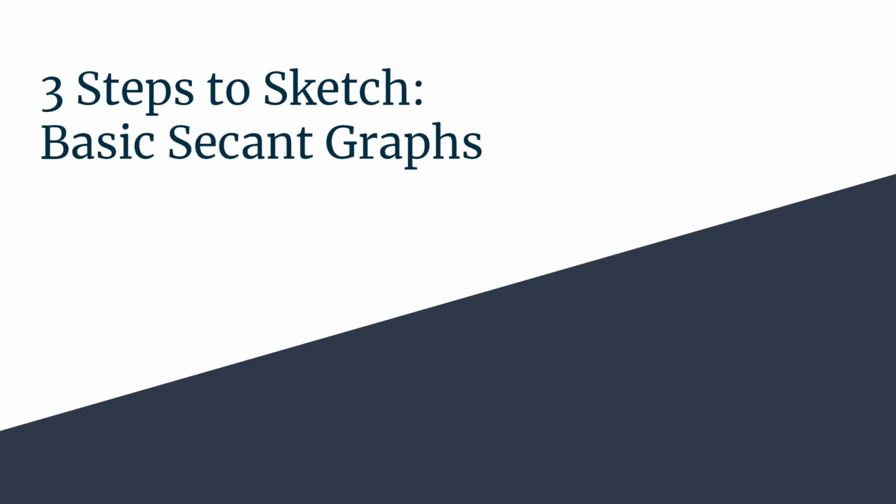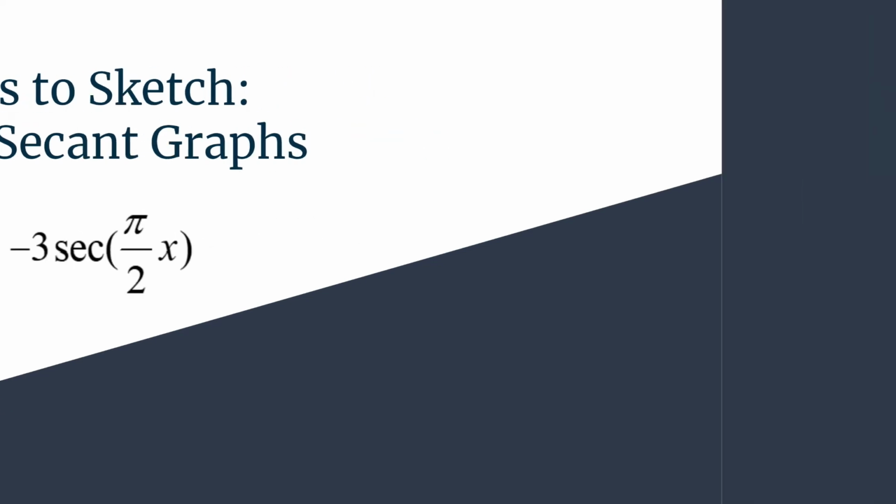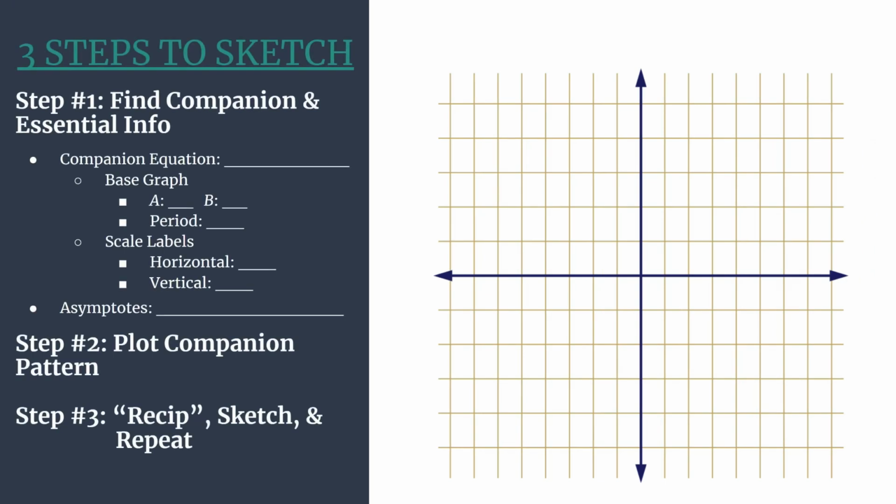Today we'll look at a basic secant graph, so one that's unshifted. We're going to graph y equals -3 secant of pi over 2x. So here's our template and our equation with our grid. Notice that our equation is in that general form, y equals a secant of bx. We don't have any shifting going on here.